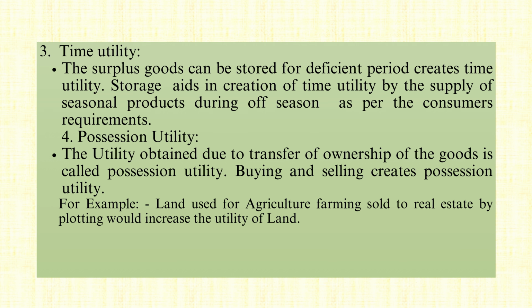consumers are. Time utility is about making goods available when they're needed. For example, storing rice during the harvest season and selling it during the off-season when rice is scarce. This ensures that people have access to rice throughout the year, not just when it's harvested.